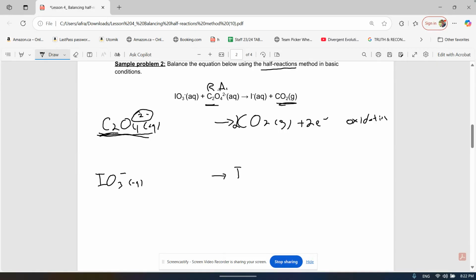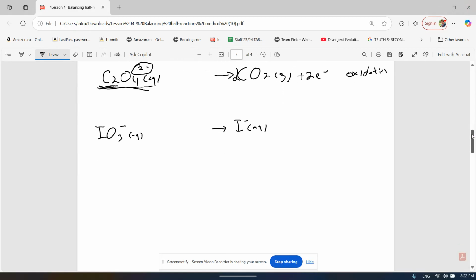Then we're going to do the IO3- (aq) producing I- (aq). And this one looks like it's already more involved just because there's no oxygen on the right side. We're going to have to start adding water. So we're going to add 3 waters over here to balance the oxygen. And then once that happens, we should check our iodine first. I didn't do that. So I is 1, so we're good. Okay, we balanced the oxygens, but now we've introduced 6 hydrogens. So we have to do plus 6H+.